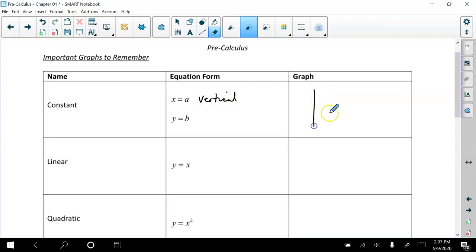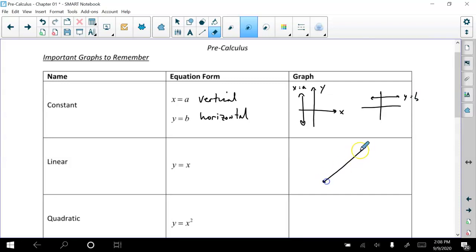So what that graph would look like, here's our coordinate plane. For example, there's a line of x equals a. If you see y equals b, that's a horizontal line. So a line that looks like that, there's an example of y equals b. Linear. Even though the other two are linear, if we see y equals x, 2 variables. So think about slope-intercept form. There's a line.